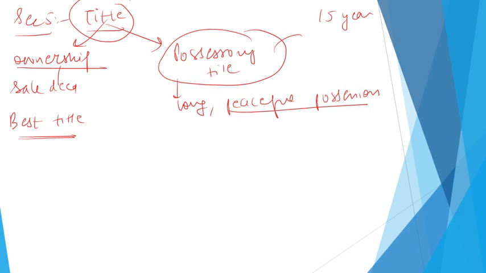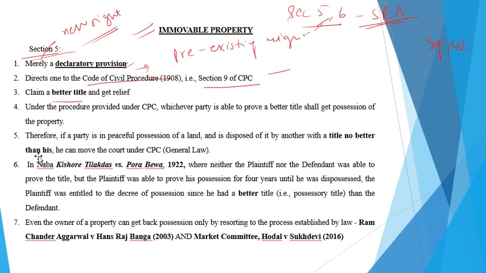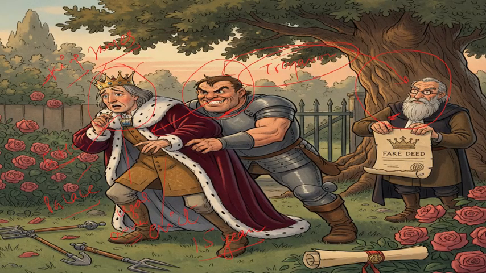That is the whole scenario about section 5, the major aspects of it. Now understand, therefore, if a party is in the peaceful possession of land and is dispossessed of it by another with a title no better than his. In this case, if king can show that he has been in possession for 15 years and these two people have just come now, what will the court see? Court will use the provision of possessory title. Court will say that king has been in possession for like 15 years and that's why king has a better title in this case.